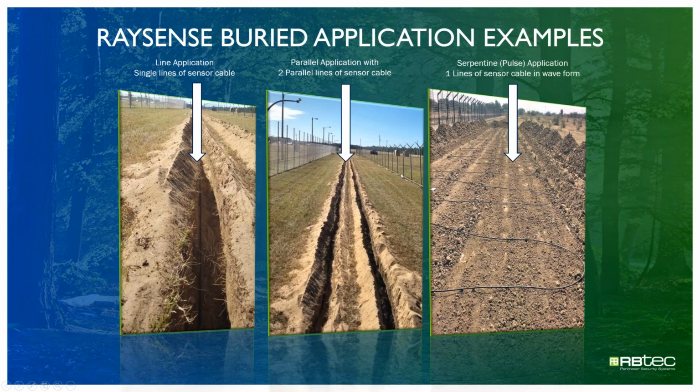In this case, it can be also on the ground. There are 3 levels of security, which in most cases, a single line will be more than enough. But in some cases where it's an extremely high sensitivity or security site, we have the ability to do 2 lines or a snake serpentine to have even more coverage in the ground.